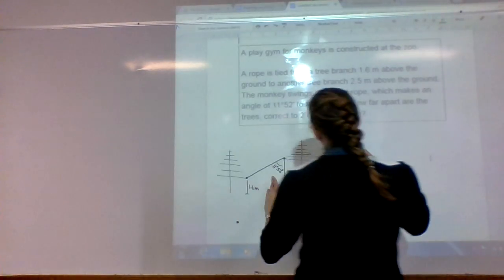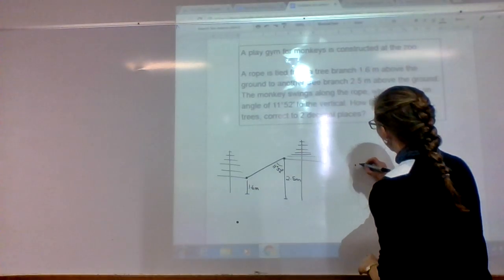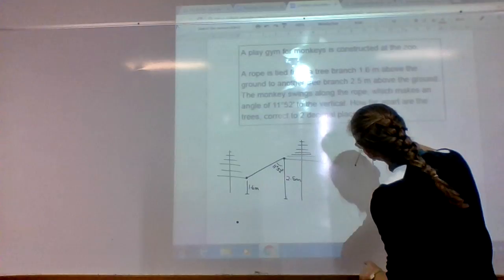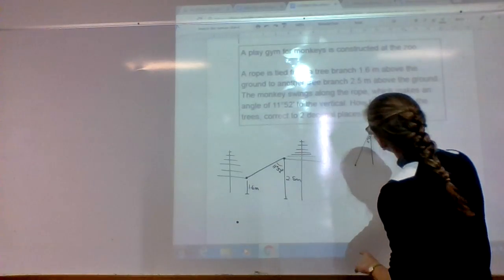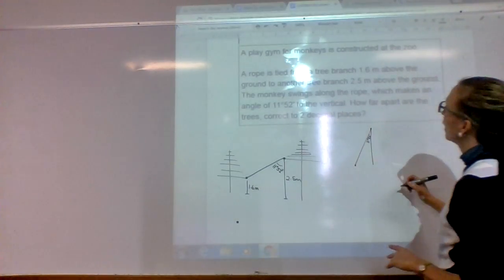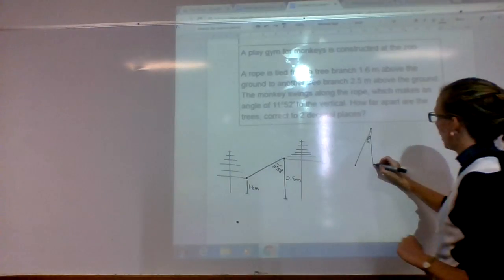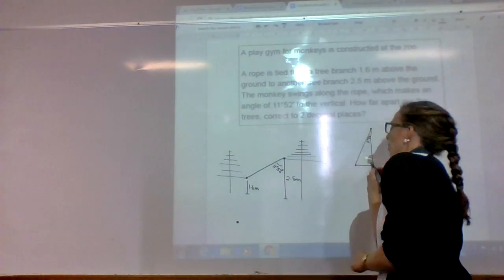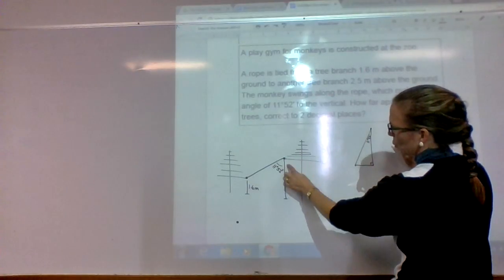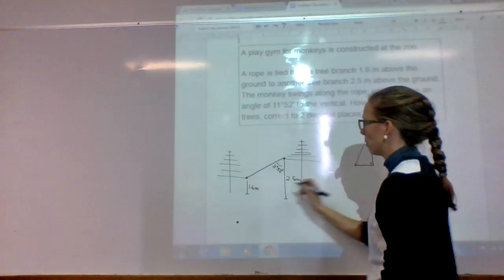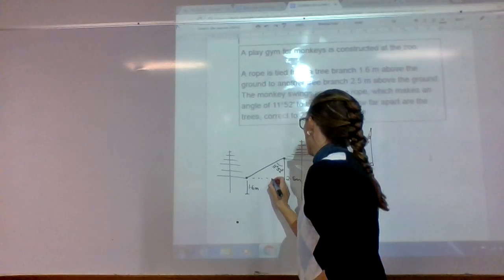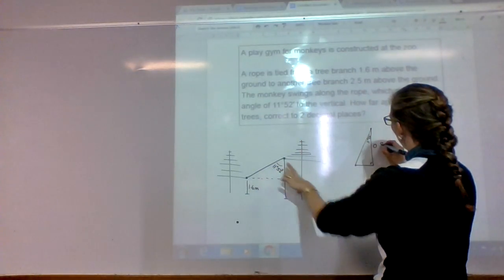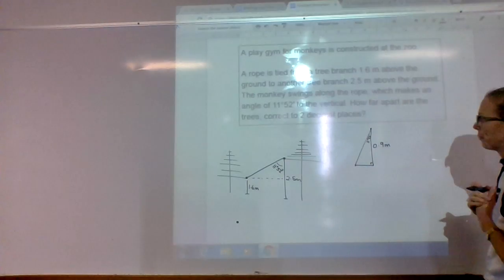So I might then go, oh, all right, I get it. I've got quite a steep slope. I've got 11 degrees, 52 minutes in there. What else can I put here? I know that if this distance was 2.5 and this distance is 1.6, well, this tree must be 0.9 metres taller. So I'm going to put that into this triangle here.